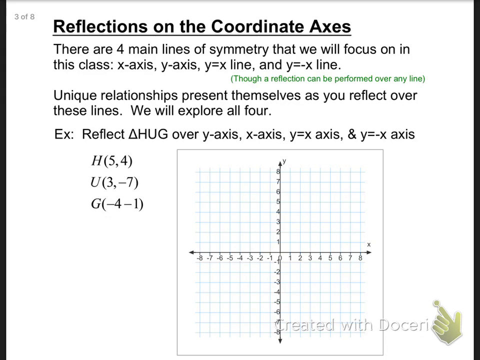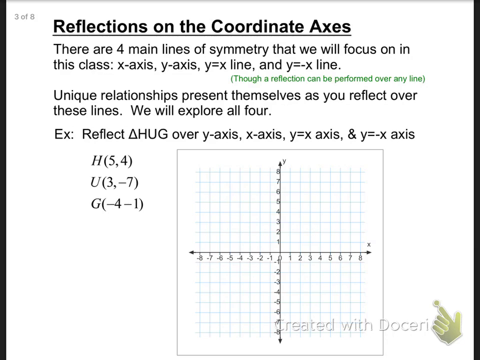All right, so we're going to do the x-axis, y-axis, y equals x, and y equals negative x, but you can do it through any line as long as you're reflecting over that line, so it should be equidistant from both sides of the line. So unique relationships present themselves as you reflect over these lines, and we will look at all four. So first we're going to graph the original.